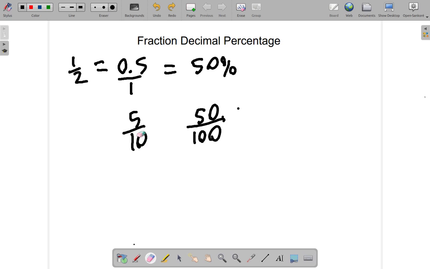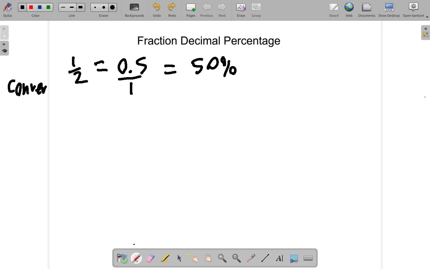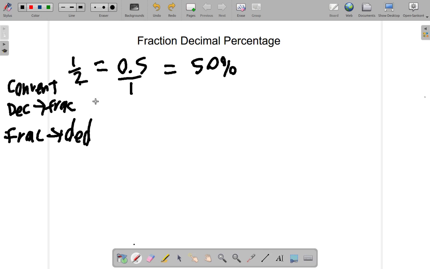Now, some of the things we want to do is convert. We want to convert decimal to fraction. We want to convert fraction to decimal. So let's look at some of that. Alright.